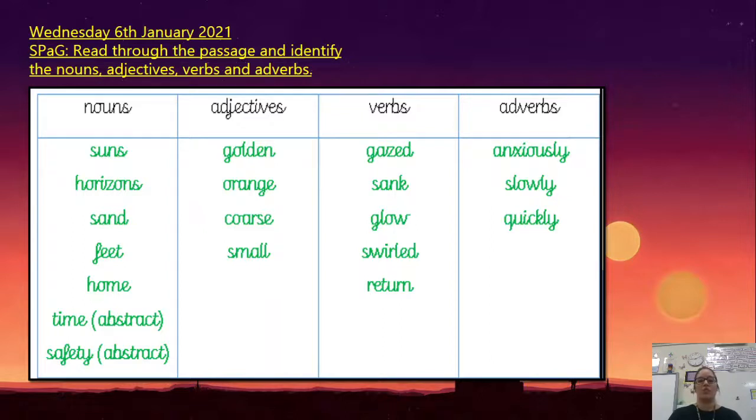We've also got the adjectives: golden, the orange horizon, the coarse sand and small. You've got the verb gazed, and the adverb anxiously, which we spoke about before. The other verbs which you may have found are sank, glow, swirled, return. And then the other adverbs were slowly and quickly. Great job.